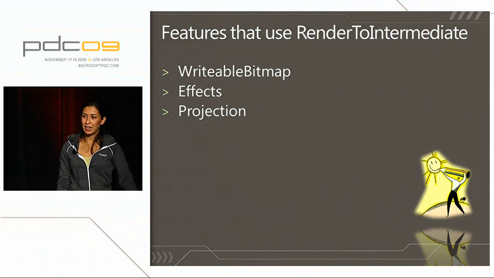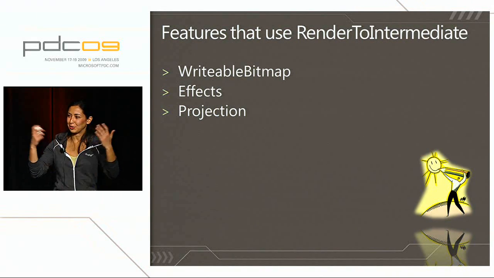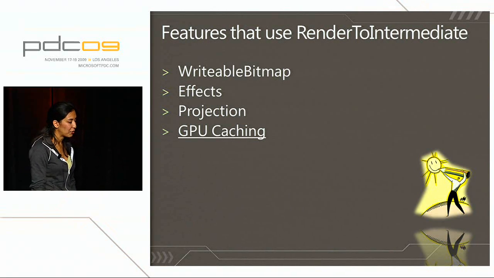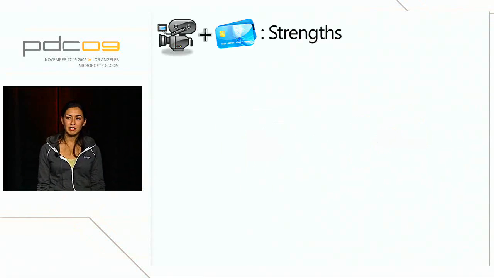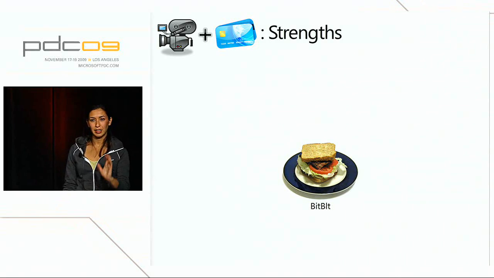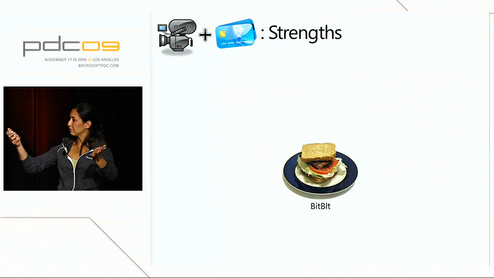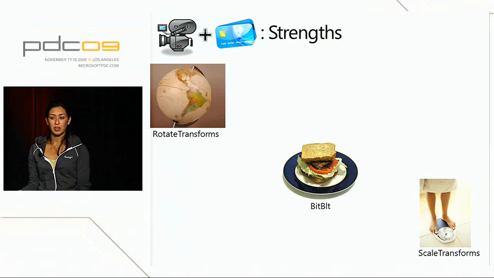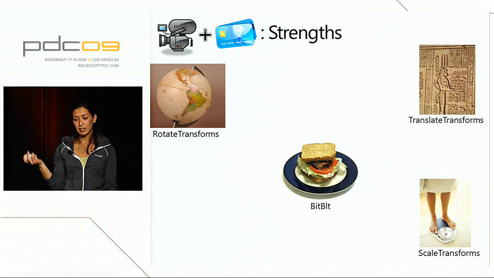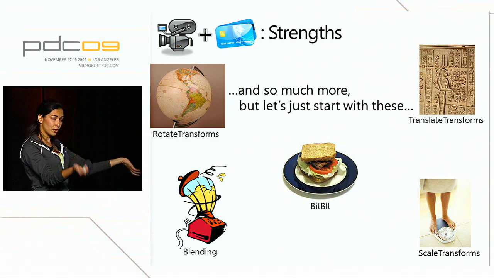The third feature that actually uses the render to intermediate is, of course, writable bitmap, which is basically please render to a bitmap. And then the fourth feature is the GPU caching. So what we do with GPU caching is we render to the video card. And the strength of the video card is that it can take something like an image and do a couple of things very fast with it. It can blit it. This is a BLT. I couldn't think of a better example. You could do a scale transform, a rotate transform, translate transform, and blending. And you could also do a clip. You could do a whole lot of things on the GPU.